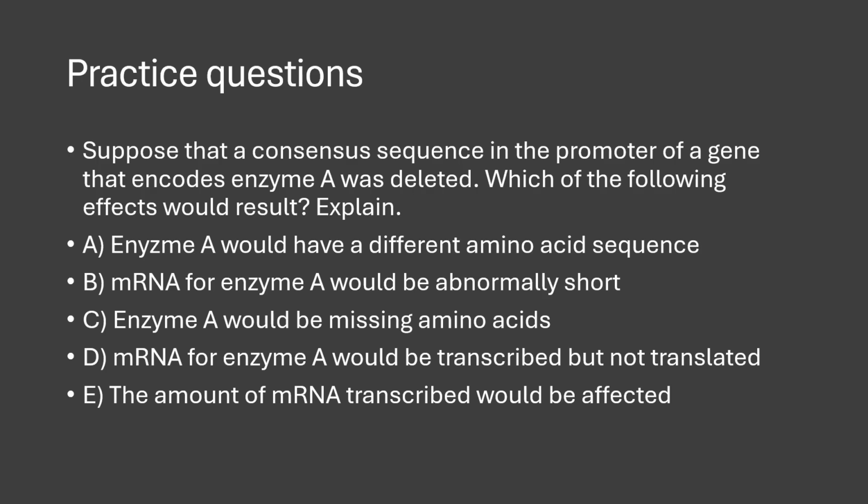So the best answer is E. The amount of mRNA transcribed would be affected. And the reason that's the case is if you delete the promoter, there's nothing for RNA polymerase to find. And so you're just simply not going to make very much of that mRNA because there's no way for RNA polymerase to sit down and begin transcription. It wouldn't have anything to do with changing the amino acid sequence or starting and stopping prematurely. It just probably wouldn't make a lot of mRNA.